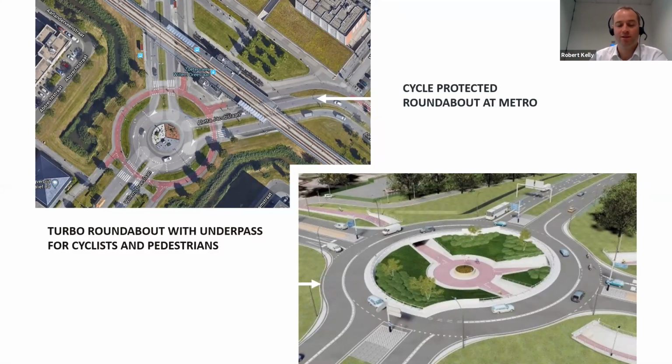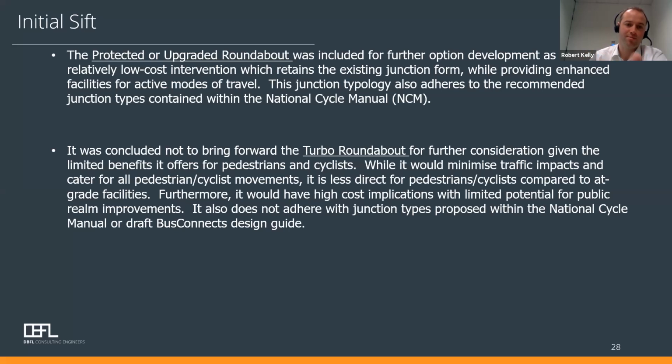And I suppose generally in undertaking the first shift, we felt that the grade separation of pedestrians and cyclists was not something that really was aligned necessarily to the scheme objective of providing for sustainable modes. We felt the provision was less direct than possibly at-grade solutions. So for that reason, for example, the first option there, the protected or upgraded roundabout, was included for further option development, was passed on to stage 2.